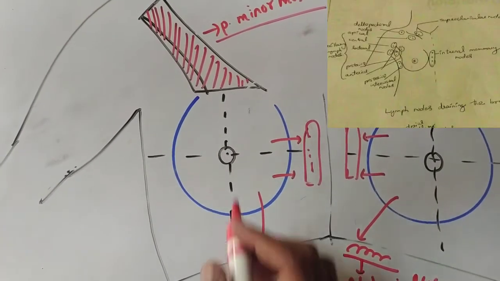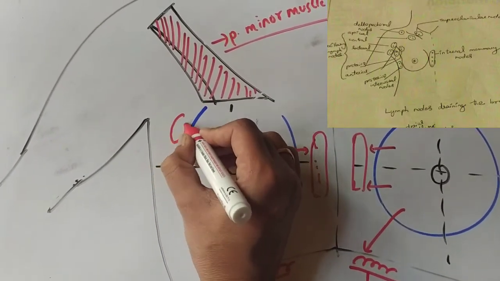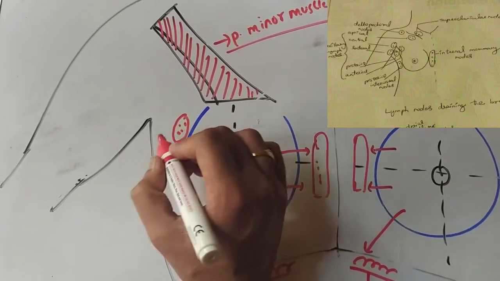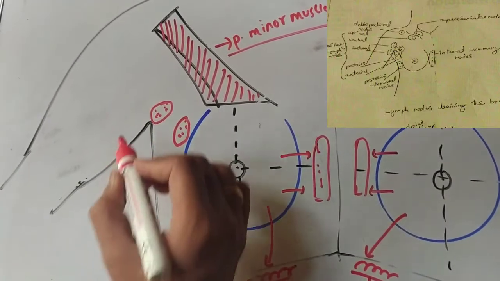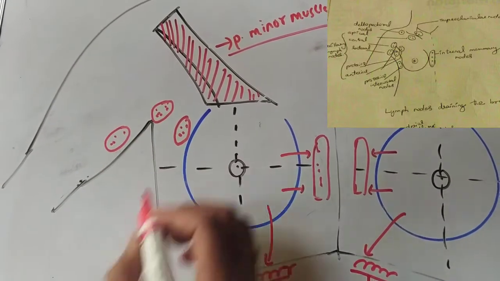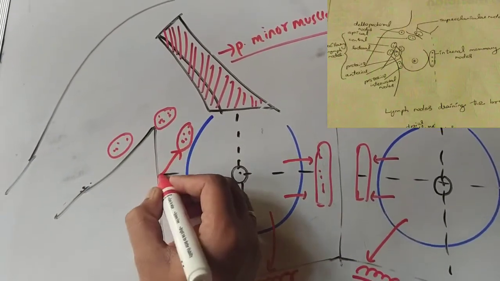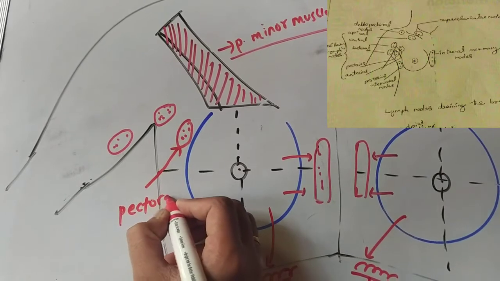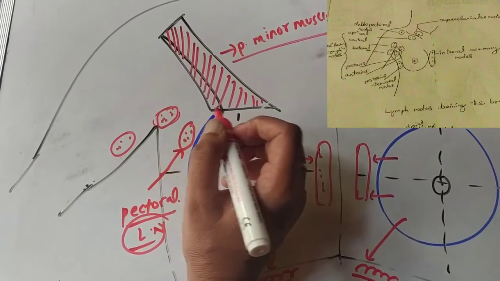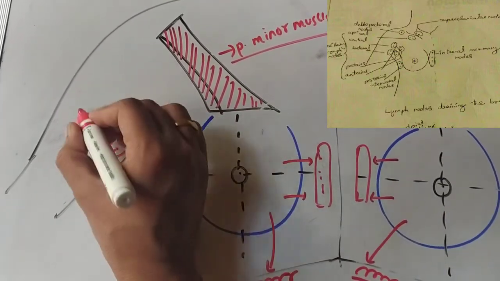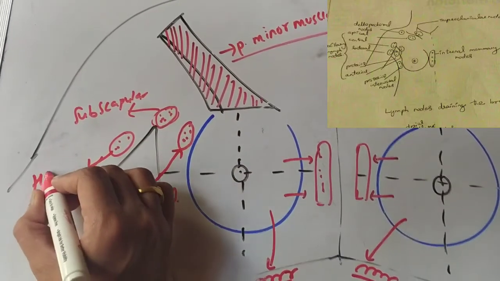So now let's see that below the pectoralis minor muscle there are groups of lymph nodes. There are some groups of lymph nodes in the anterior region, some in the posterior region, and some in the lateral region. So this is anterior, posterior, and lateral. The anterior group of lymph nodes is known as the pectoral lymph nodes. The posterior is known as the subscapular lymph nodes, and the lateral is known as the humeral lymph nodes.